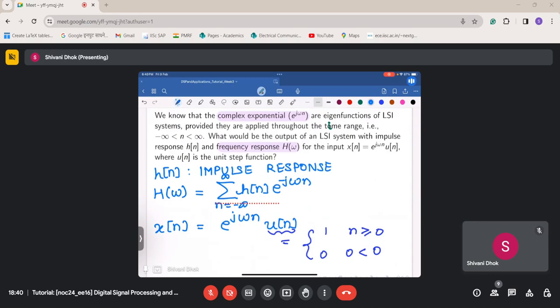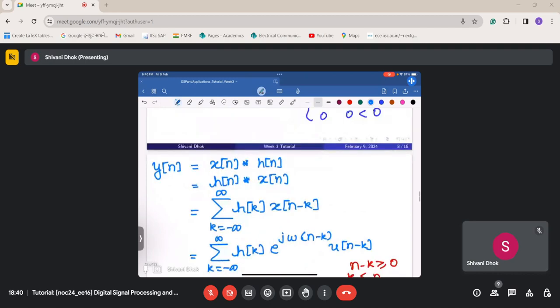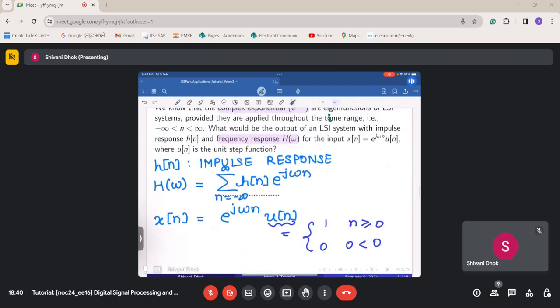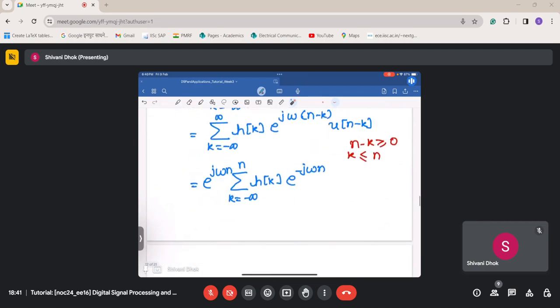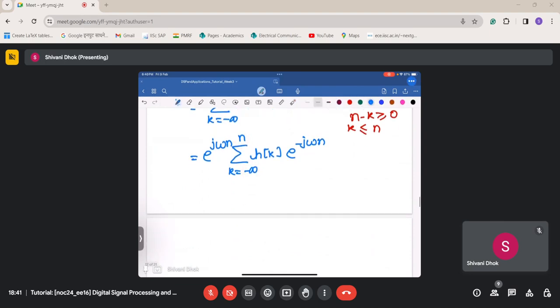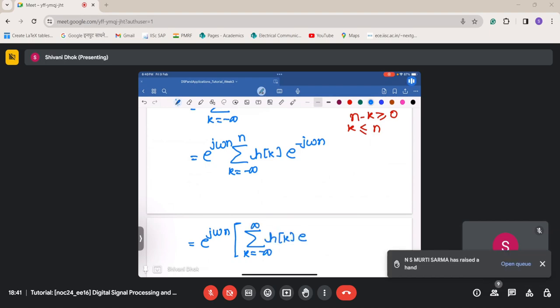So somehow we want to bring in this particular h of omega term, and what we observe is this h of omega is varying, running from minus infinity to infinity. However, this summation is running from minus infinity to n. So this particular summation I can write as follows: e power j omega n as it is. Then I can write it as summation k running from minus infinity to infinity h of k into e power minus j omega. Sorry, this won't be n, this will be k.